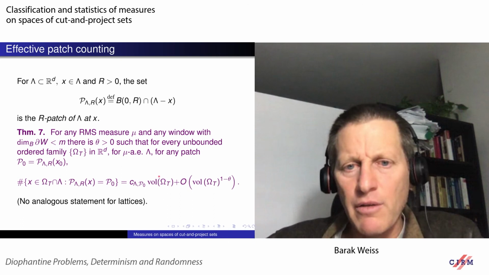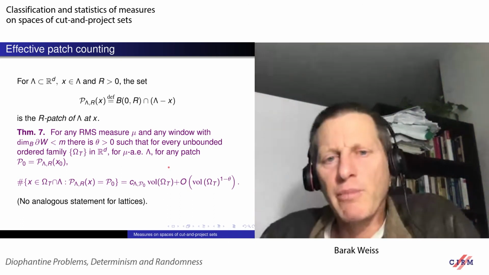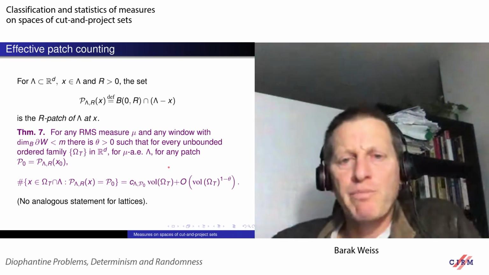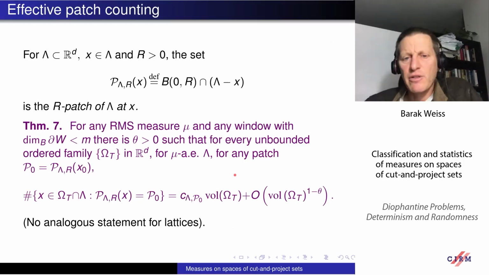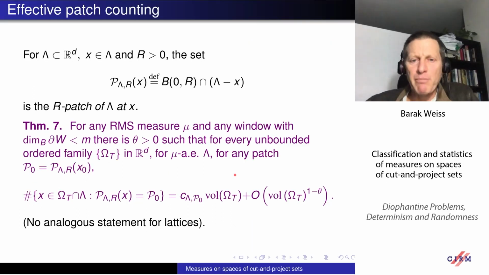Okay. Another thing that we are able to do is to count patches. I showed you earlier, when I showed the slide of the Penrose tiling, what I mean by a patch. A patch is: you take your original point set and center it, that is, you move the center from a point X to the origin, and then you look at the intersection with the ball of radius R. This is called the R-patch centered at X.